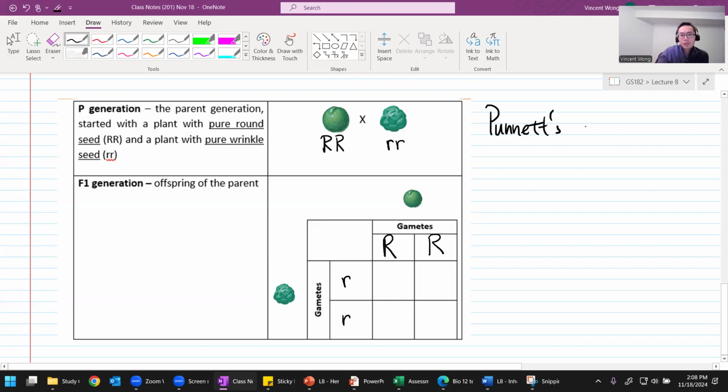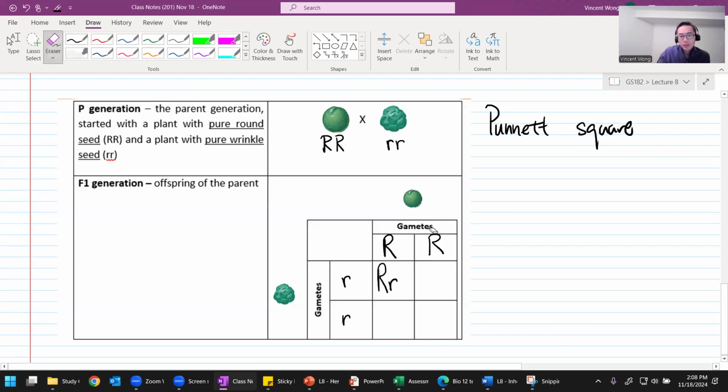Punnett square, which helps you predict the ratio and the percentage of the offspring. So let's say this gamete, big R, combines with this gamete. Then what do you get in the end? You're going to have a plant that is big R, small r.